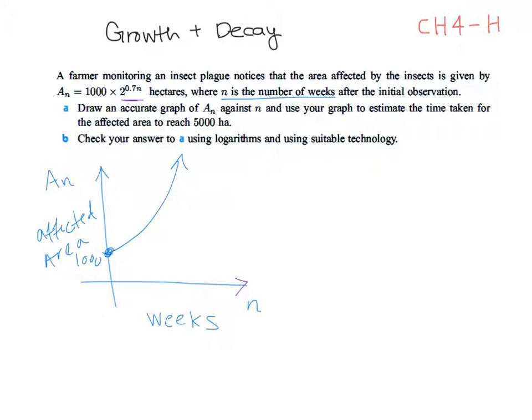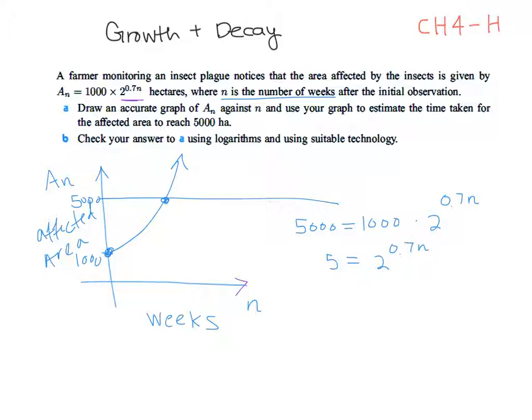In order to estimate the time taken for the affected area to reach 5,000 hectares, we want to find out where it intersects 5,000. So 5,000 is equal to 1,000 times 2 raised to the 0.7n. Dividing by 1,000, we get 5 is equal to 2 raised to the 0.7n.